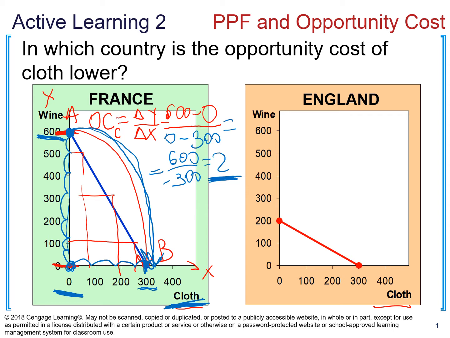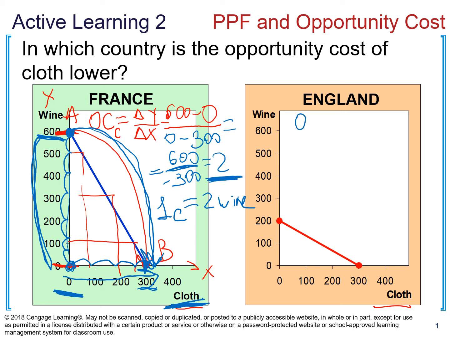So you can say that in order to produce 300 units of cloth, we need to give up these 600 units of wine. If you take the ratio of these two numbers, you can say that in order to produce 1 unit of cloth, we have to give up 2 units of wine, and that's the opportunity cost. So the opportunity cost of cloth is equal to 2.